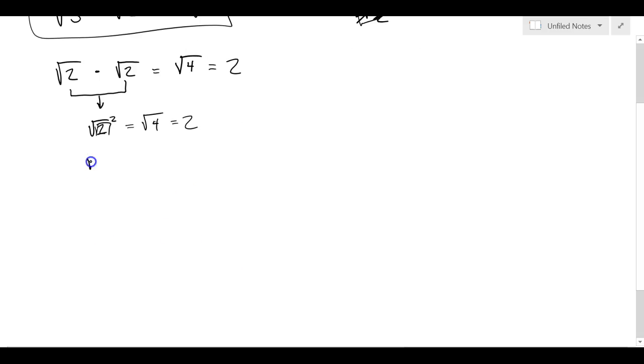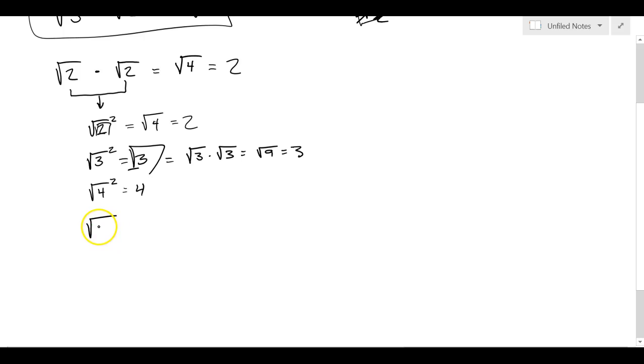So the same thing is true here. Radical 3 squared, well, that's 3. Radical 4 squared, well, that's 4. And if you don't believe me, go ahead and try it. Radical 3 times radical 3 is radical 9. The square root of 9 is 3. We're left with the radicand. This can happen with pretty much anything. So let's say we have radical 7 squared. Well, that's 7.